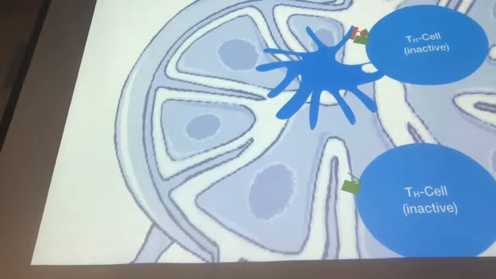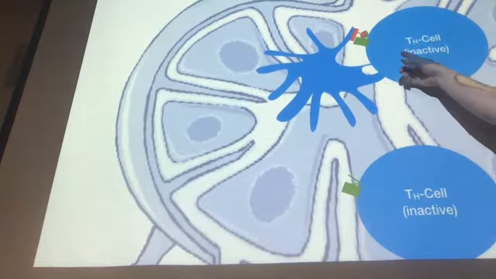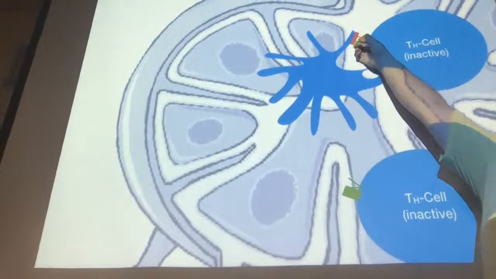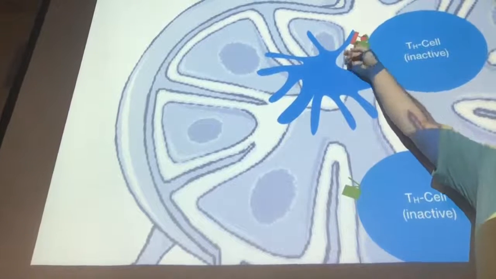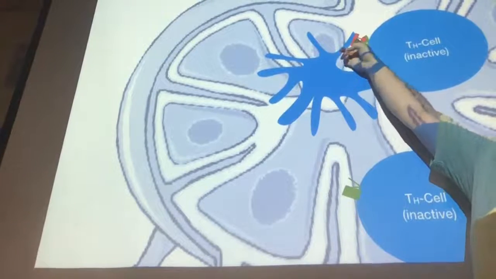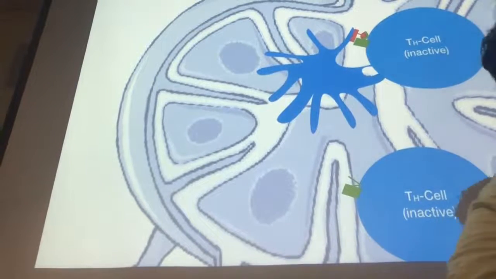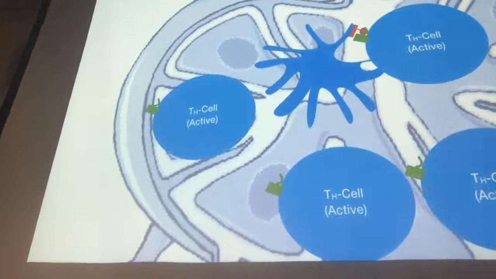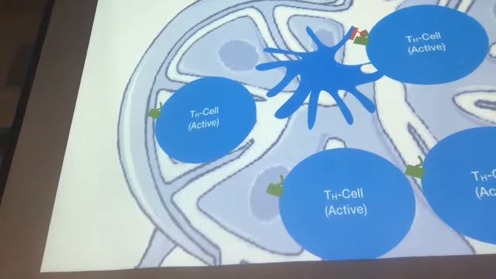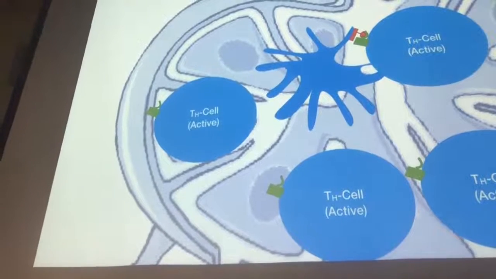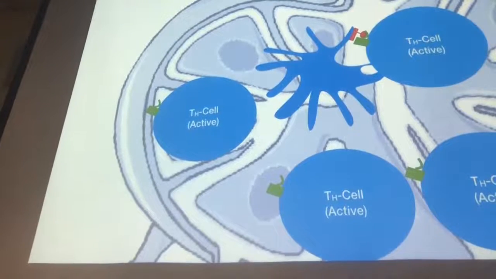And it goes up here, and it's a match. This helper T cell can read that, and it's being displayed on an MHC2, so it can bind. And this helper T cell becomes active. It's safe to activate because it does not make antibodies, not by itself.